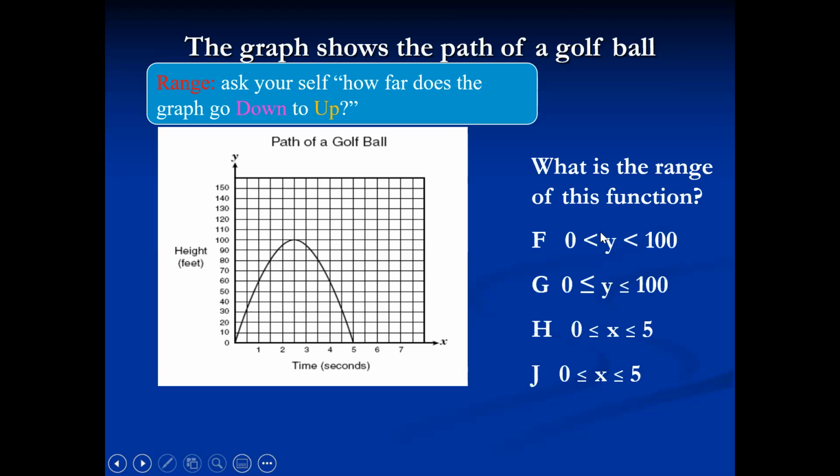Go ahead and pause the video and ask yourself, what is the range of this function? Is it F, G, H, or J? Well, given the fact that it's a range, how far low does it get down to? Starts at 0. How far up does it get to? At 100. So it should be from 0 to 100. So that will be G.